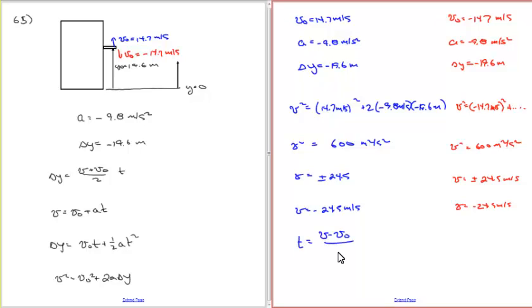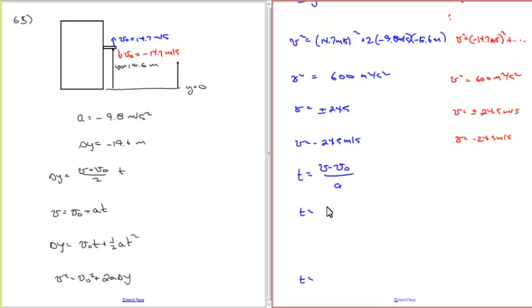V minus V0 over A. So the time is equal to, V is negative 24.5 meters per second. We subtract the V0, which is positive 14.7 meters per second, and we divide by the acceleration, which is negative 9.8 meters per second squared. And it's going to come out positive because we have negative in both the numerator and the denominator. So we have negative 24.5 minus 14.7.